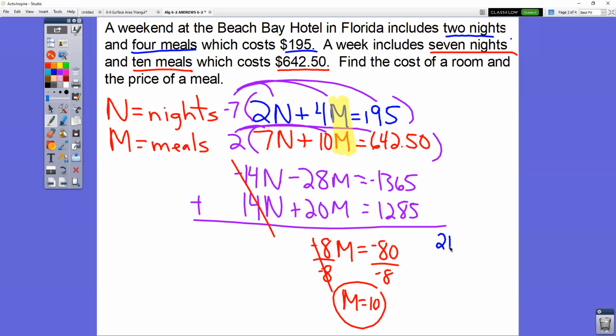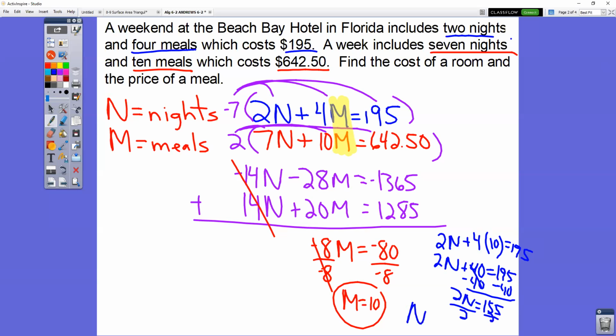So I'm going to have 2n plus, instead of 4 times m, I'm taking my 10 and subbing it in there. So 4 times 10, equals 195. Take and solve that equation. So this would be 2n plus 40 equals 195, minus 40, minus 40. So we get 2n equals 155, divide by 2, and you get that n equals 77.5.